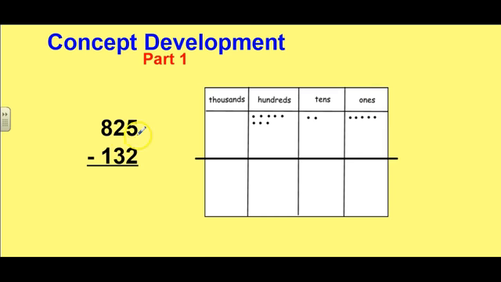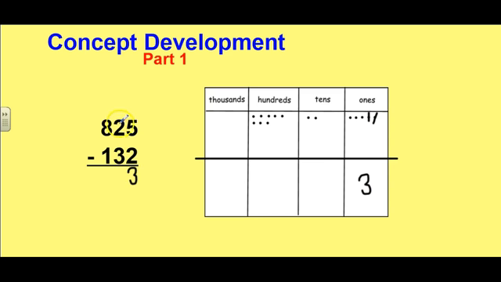Okay. So in the ones column, we see that we have 5 ones minus 2 ones. So what we're going to do is we're going to cross out 2 ones. And we have 3 left. So there was no borrowing there. So we've got 5 minus 2, that's equal to 3. So you're going to do this in the place value chart and on the actual problem.